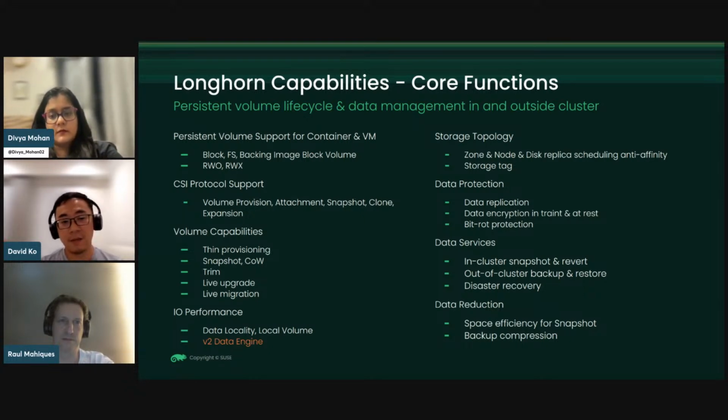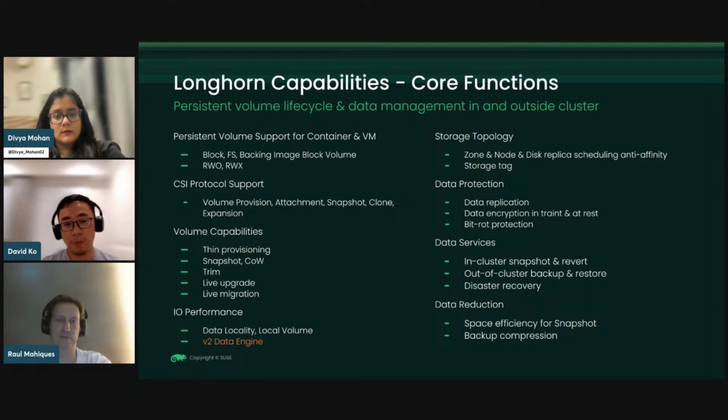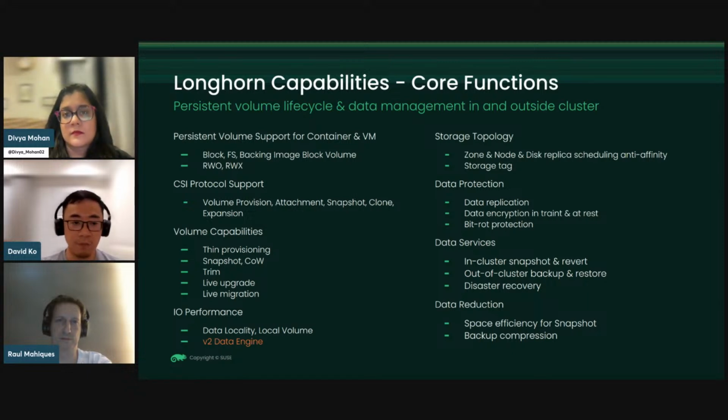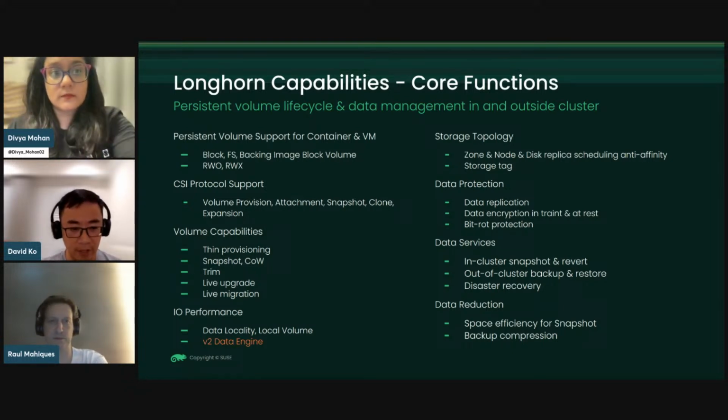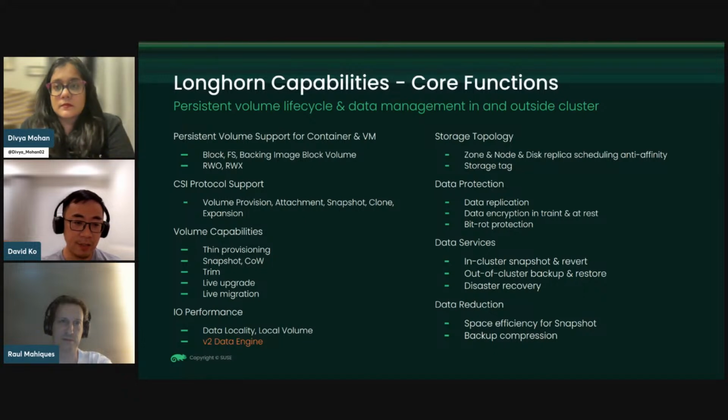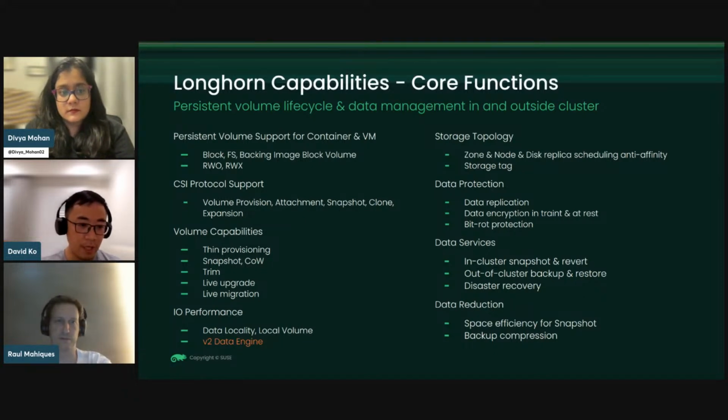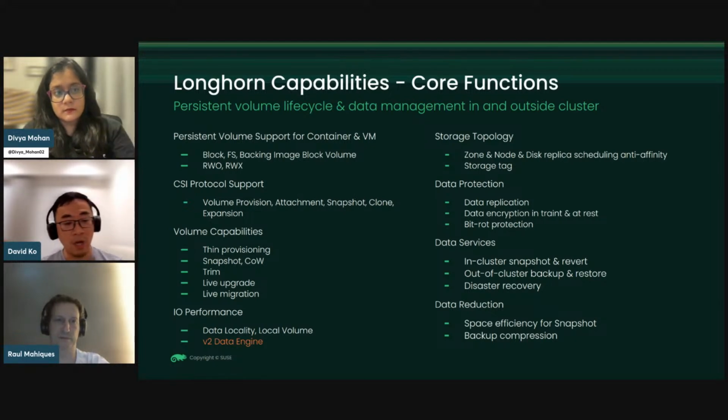And for CSI, there are some interfaces and functionality already defined by the CSI interface, and Longhorn supports most of them, like volume provision, attachment, snapshot, clone, expansion, etc. And for the volume capabilities Longhorn itself provides, we provide the same provision and snapshot with copy on write, volume trim, and live volume upgrade. When you upgrade Longhorn, your volume will not be interrupted. And also live migration: you can migrate your volume to a different node at runtime without any volume interruption, because everything is still running.